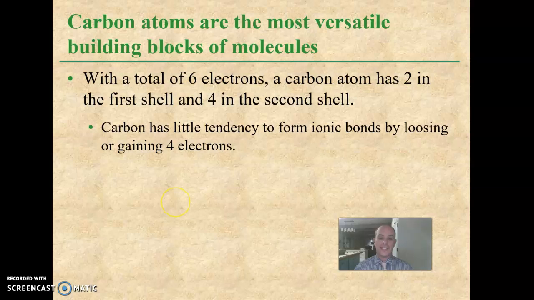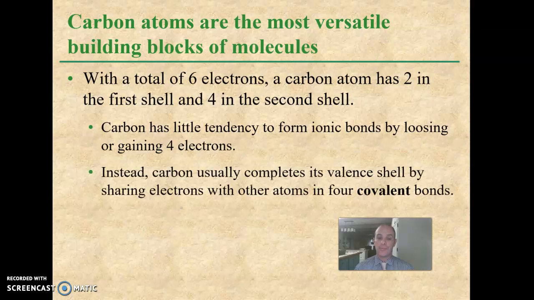Okay, carbon has little tendency to form ionic bonds by losing or gaining 4 electrons, but it certainly wants to fill it or share it by making covalent bonds. So one of the videos we're going to watch references carbon as a hussy or a tramp, meaning carbon wants to bond with as many possible things as it can to make these huge, long molecules.